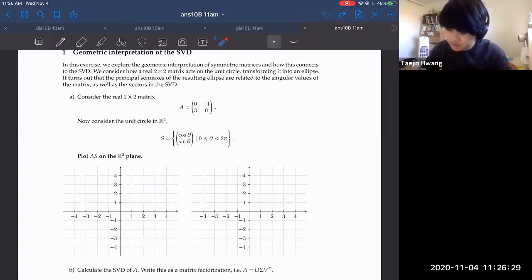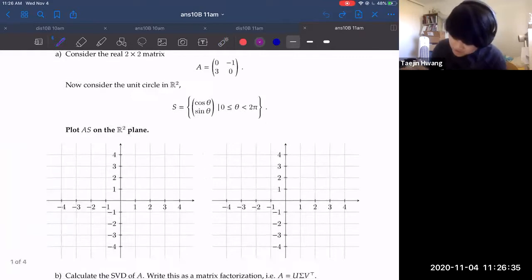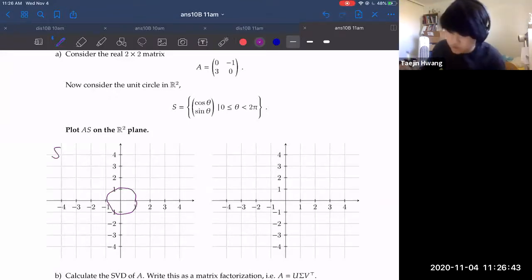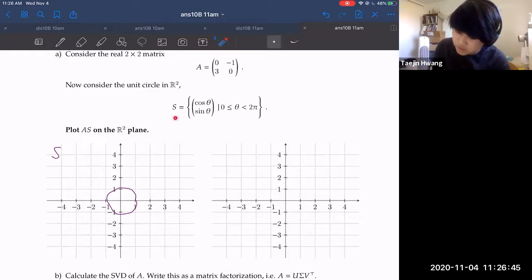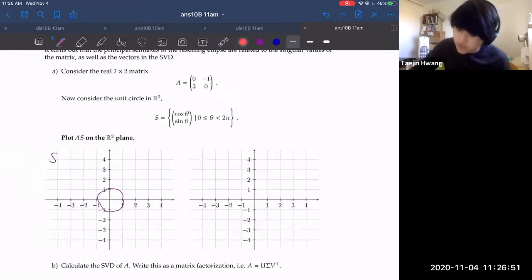In my worksheet here, there are two plots. I think the official one doesn't have two. I just copied one over. But the reason I did this was so I could draw out the unit circle here, S. So S is the unit circle. It's cosine of theta and sine of theta from 0 to 2 pi. And we want to take a look at what AS, so if we take every vector on the unit circle and multiply it by A, what that image looks like.